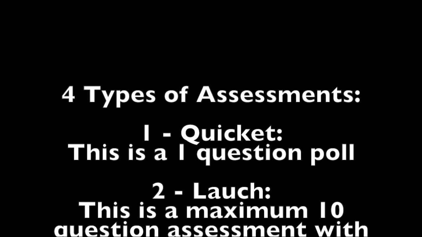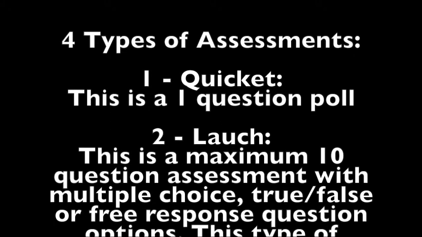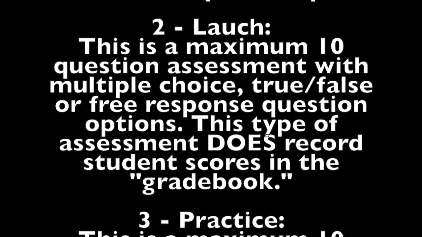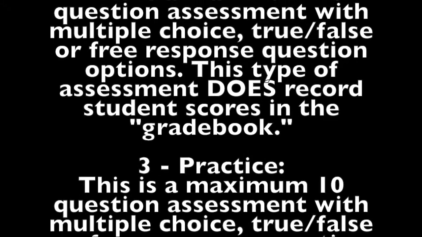The next step in the process is to create an assessment that you can then give to your students. There are 4 different types of assessments in Exit Ticket. The first one is called a Quicket. This is a quick 1-question poll. The other 3 are all very similar. You have Launch, Practice, and Exit.